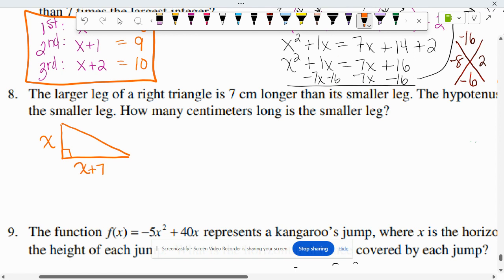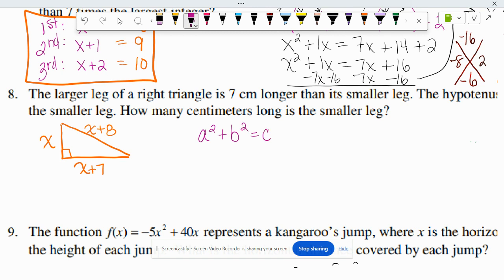And it says the hypotenuse is 8 centimeters longer than the small side. So what's the hypotenuse expression going to be? X plus 8. All right. Remember that in order to solve this, we have to take each leg and square it, add them together, and set it equal to the square of the hypotenuse. So I have to take x and square it plus the other leg, x plus 7, and square that and set it equal to the hypotenuse, which is x plus 8, and square that.